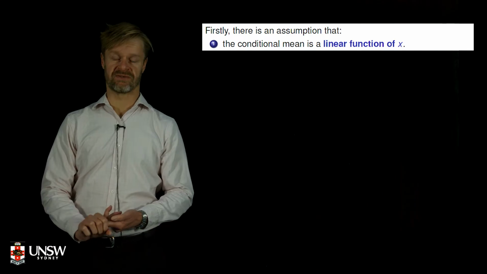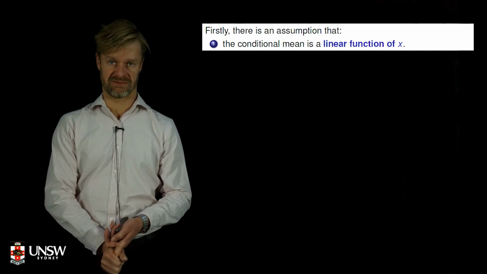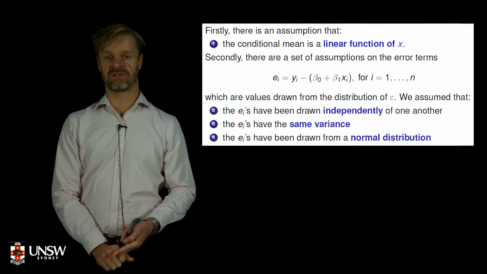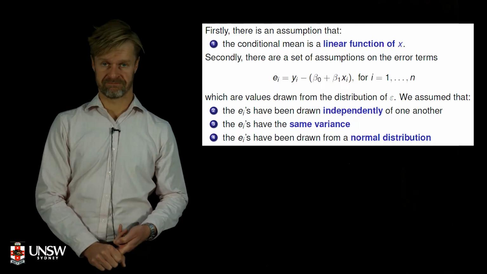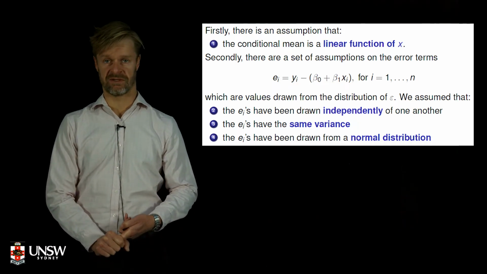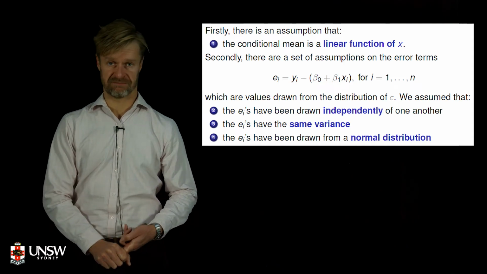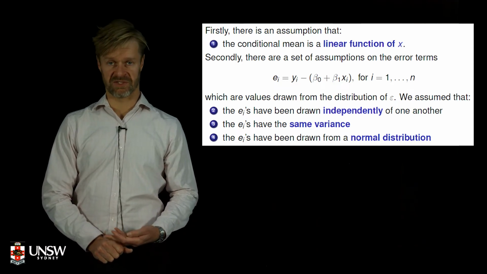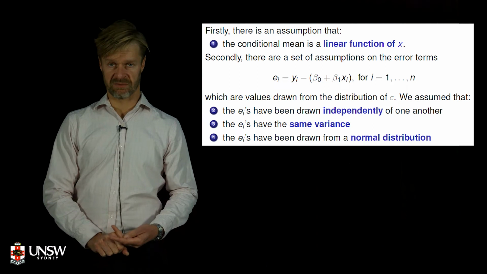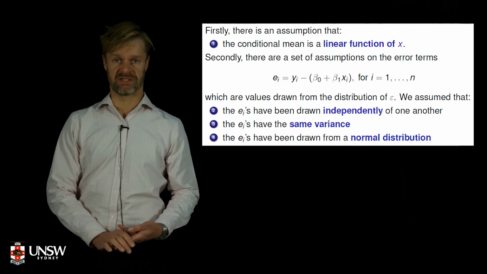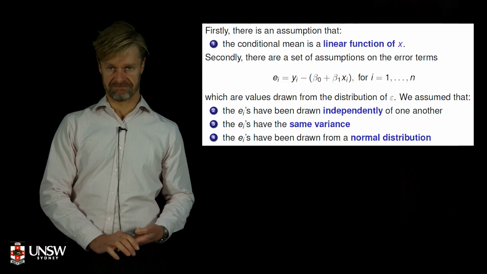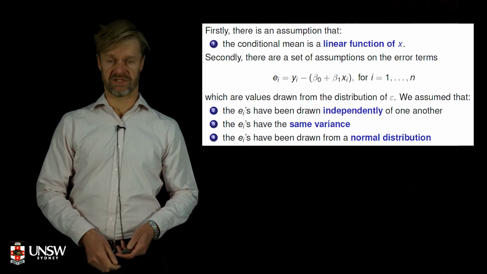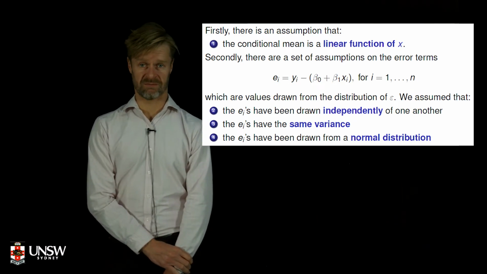The first assumption is that the conditional mean is a straight line function of x. So the mean of y is linearly related to x. The second assumption is that the errors are independent. Another way of saying that is that the y values are independent conditional on x. We need the errors to have the same standard deviation or the same variance. Sigma is the standard deviation for error. We need that to be the same value for every observation. We need the errors to be normally distributed. So there's four assumptions we need to make in linear regression.